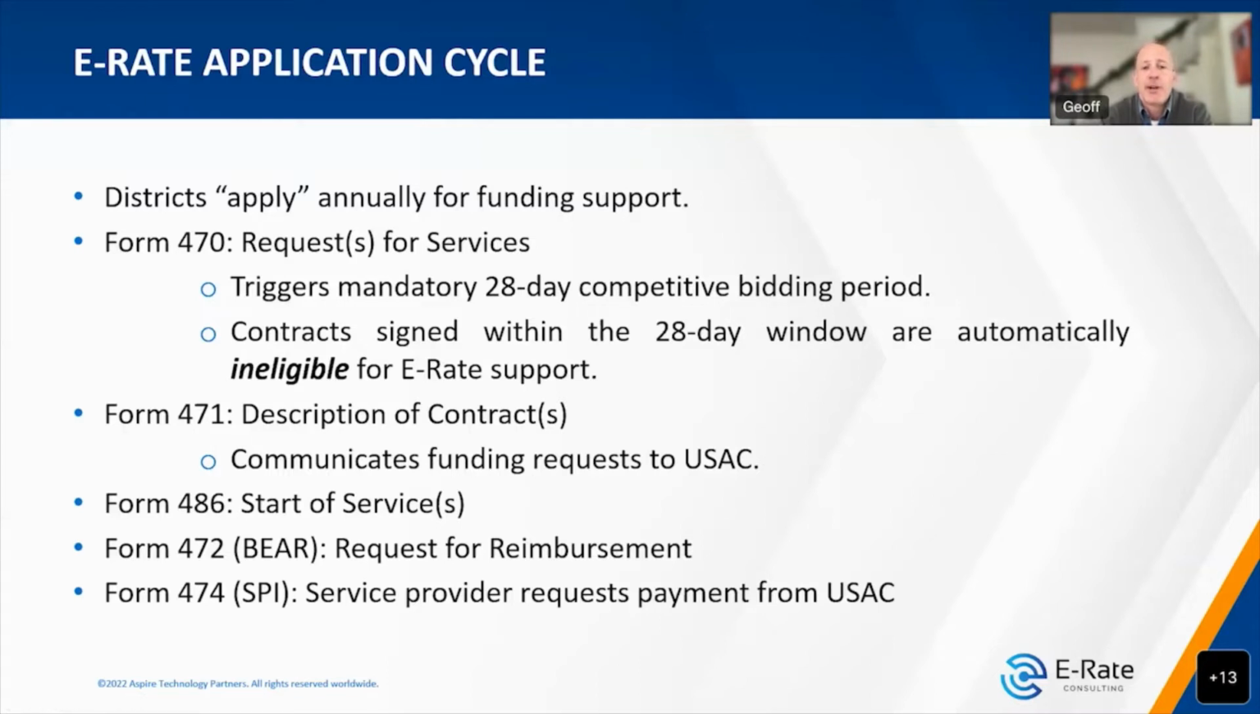Once you receive a funding commitment decision letter, you file your Form 486. And then at the end of the year or after you've completed the project, you will file either a BEAR form, which is your request for reimbursement if you pay your non-discounted portion of the project. And then there's also an invoicing method called the SPI method, which is where the service provider will go to USAC directly to receive the discounted portion.